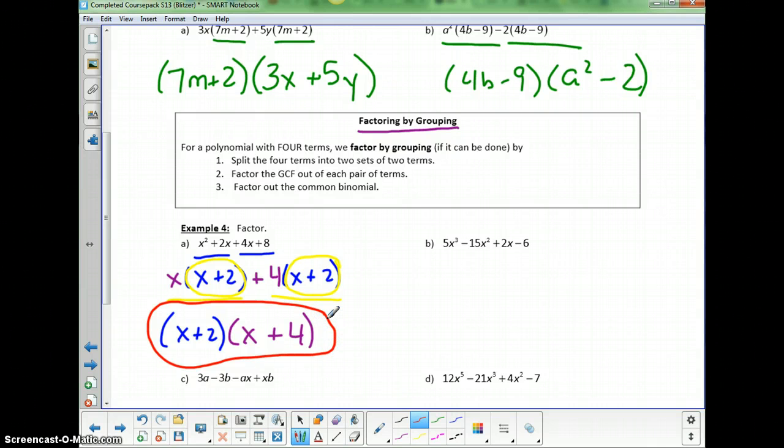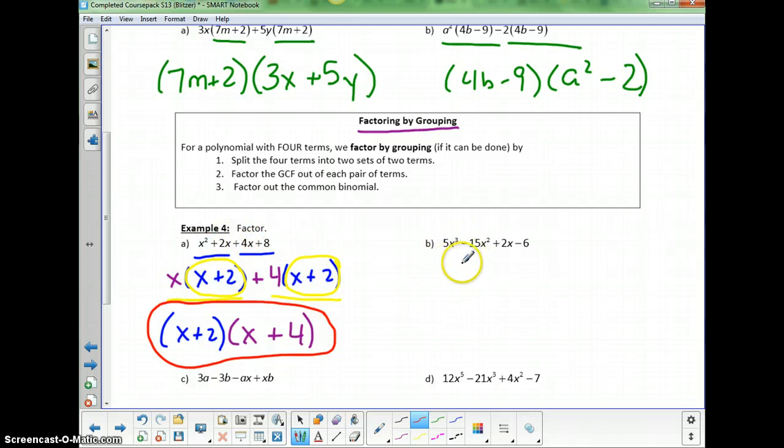Right. Now if I wanted to get back to the original expression, I could distribute: x times x is x squared, 2 times x is 2x, x times 4 is 4x, and 2 times 4 is 8. Okay, so if I distribute by multiplying each term in the first parenthesis by each term in the second parenthesis, I will get to the same thing that I started with.